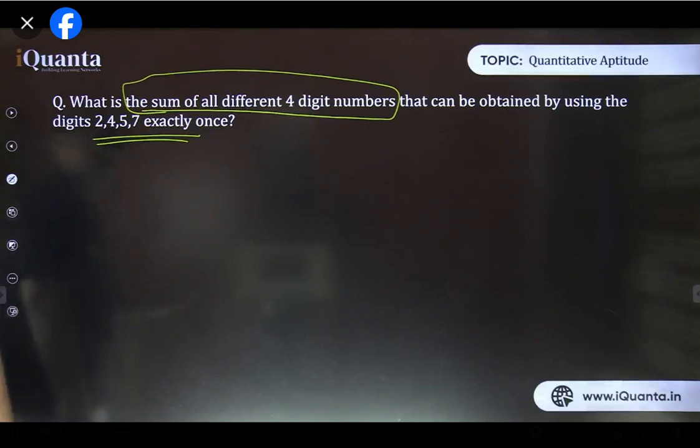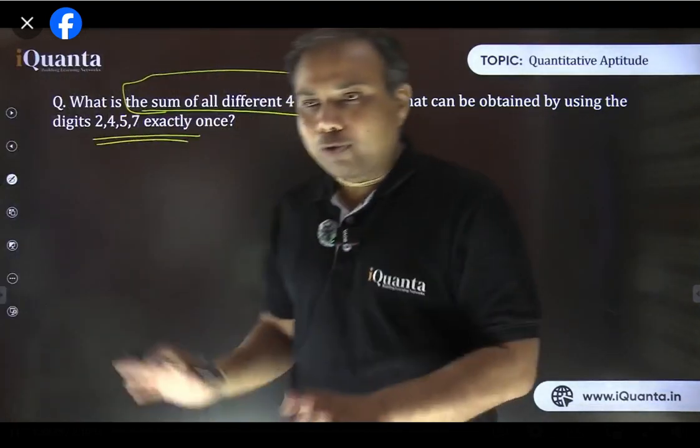Now, to do it easily, there's some formula also. I will try to avoid that. Yes, you should always revise, Anurag. There is no doubt in that. Okay, I'm not going for any formula again here.